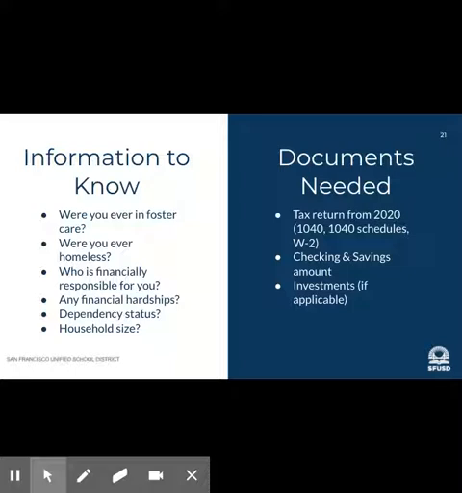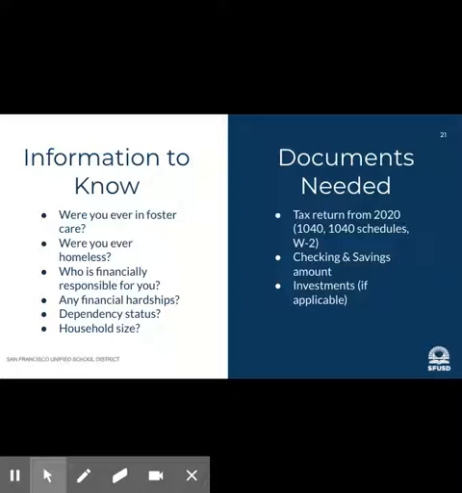Important information to know includes: were you ever in foster care? Because if you were or are, you qualify for even more aid. Whether or not you are homeless also can affect your financial aid. Hopefully, you've opened up conversations with your adults to figure out who is financially responsible for you and whether or not your family has any financial hardships. This is also where dependency status and household size is important to figure out, which we'll talk about next.